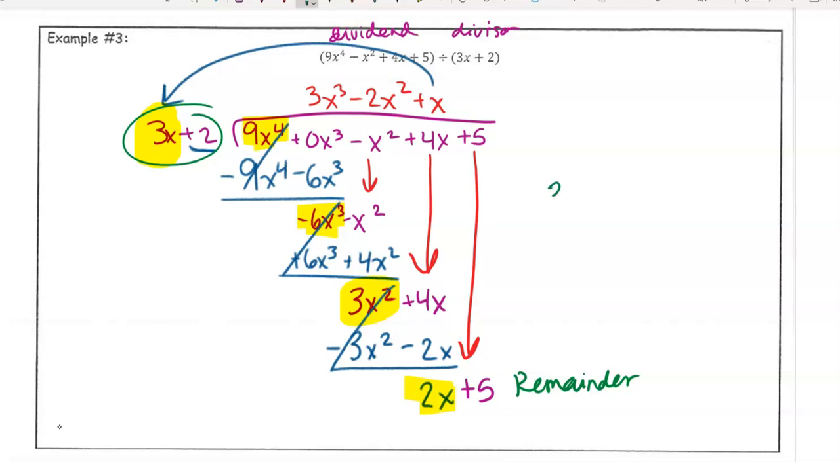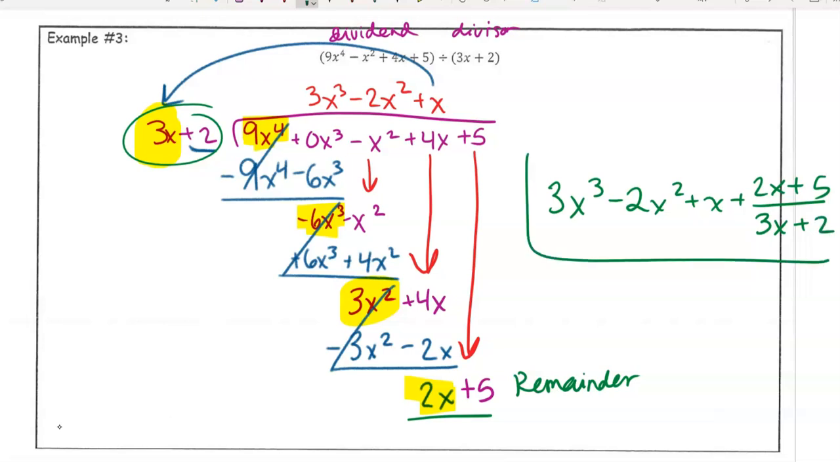We have 3x cubed minus 2x squared plus x plus 2x plus 5. That's our divisor, or sorry, our remainder, divided by the divisor, x plus 2.